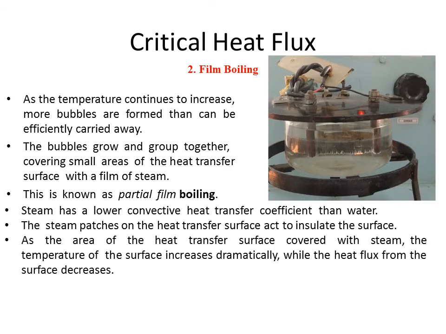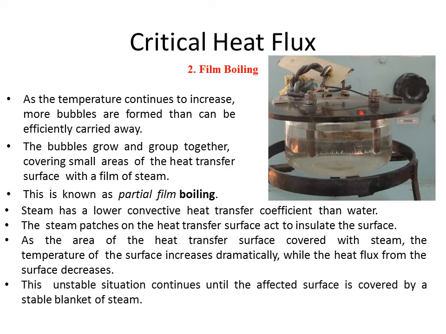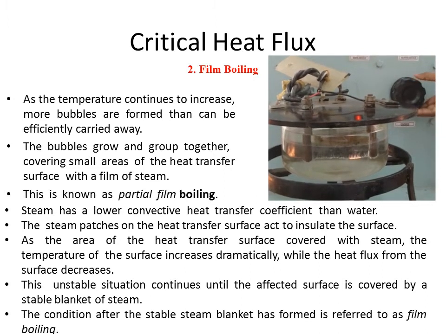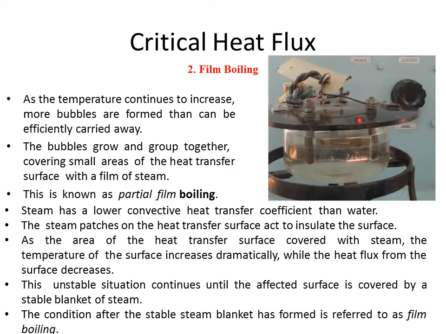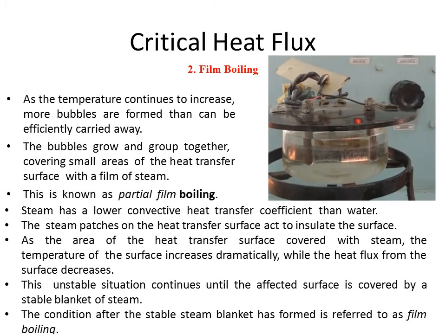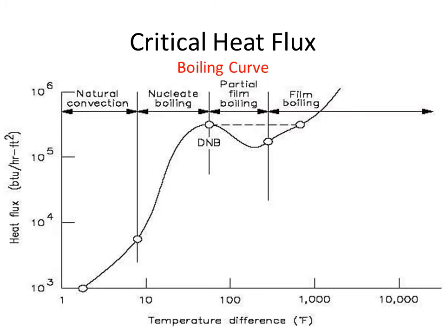As the area of the heat transfer surface covered with steam increases, the temperature of the surface increases dramatically, while the heat flux from the surface decreases. This unstable situation continues until the affected surface is covered by a stable blanket of steam. The condition after the stable steam blanket has formed is referred to as film boiling.